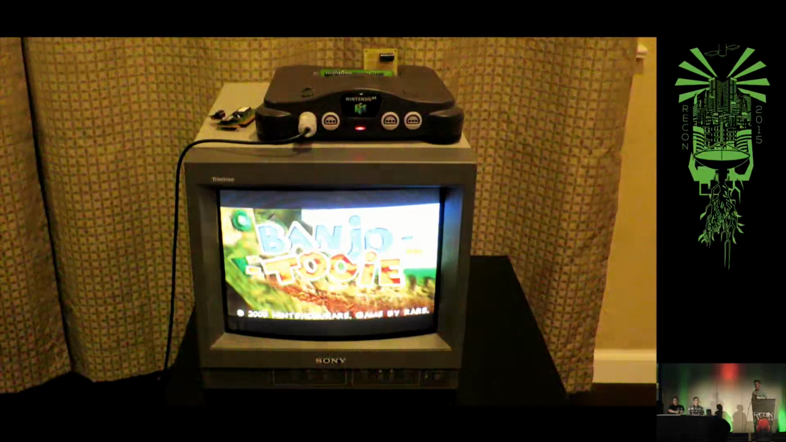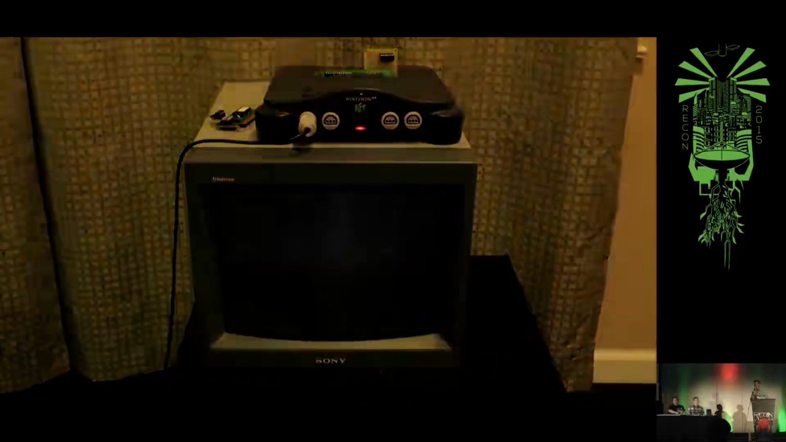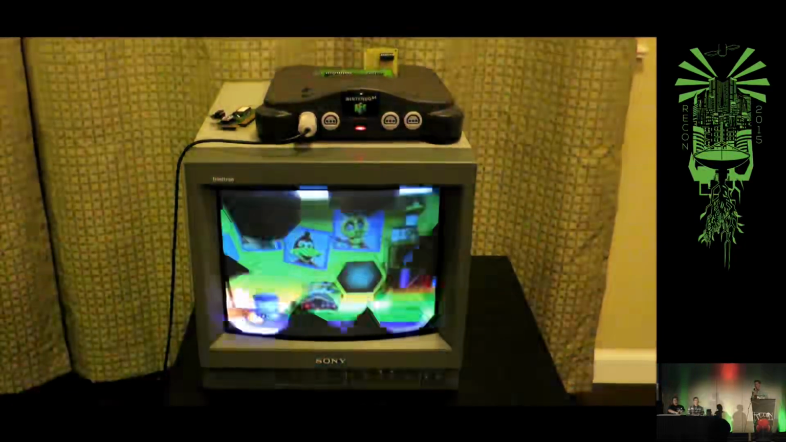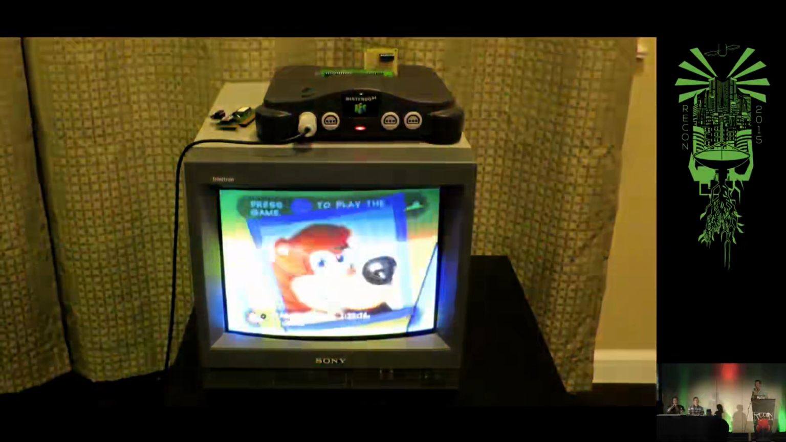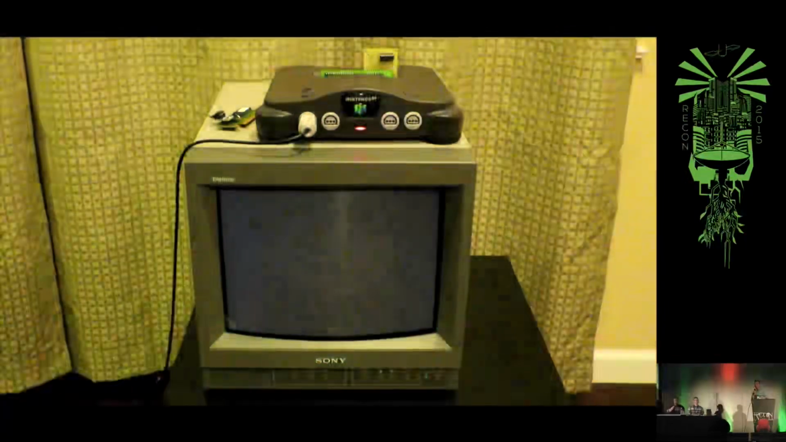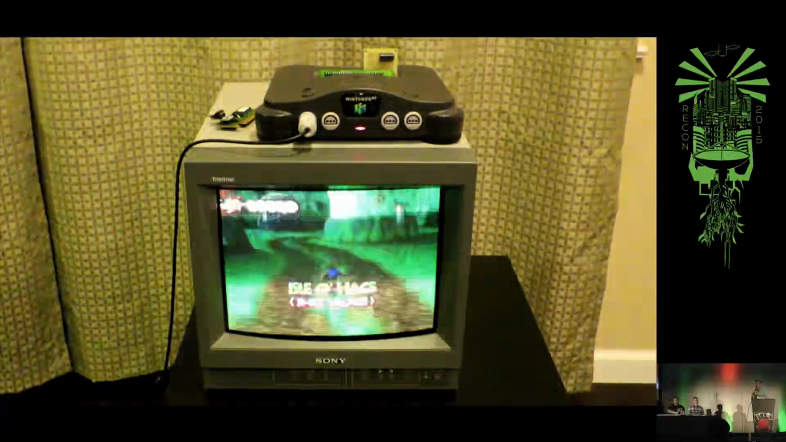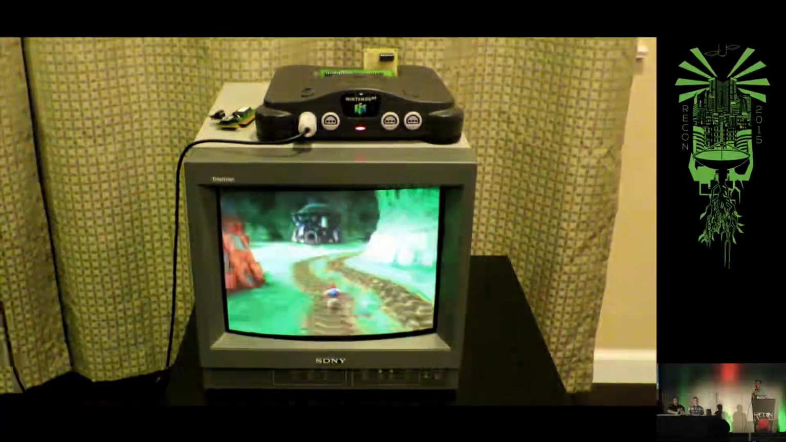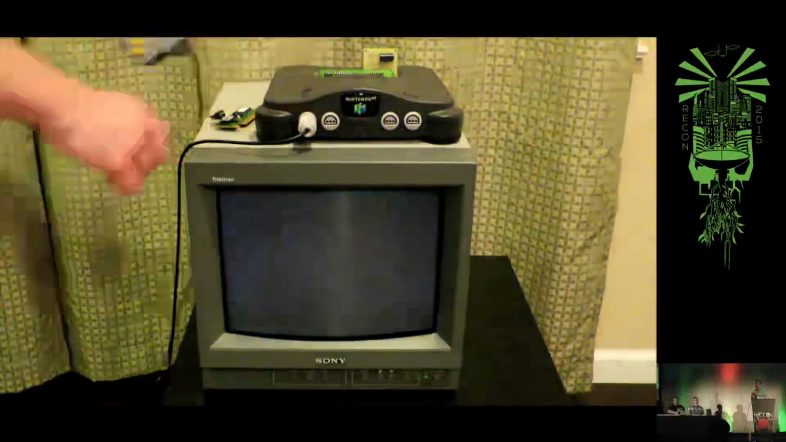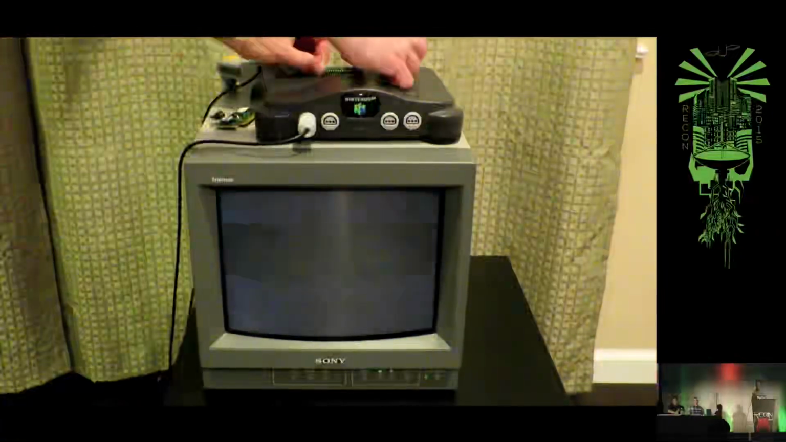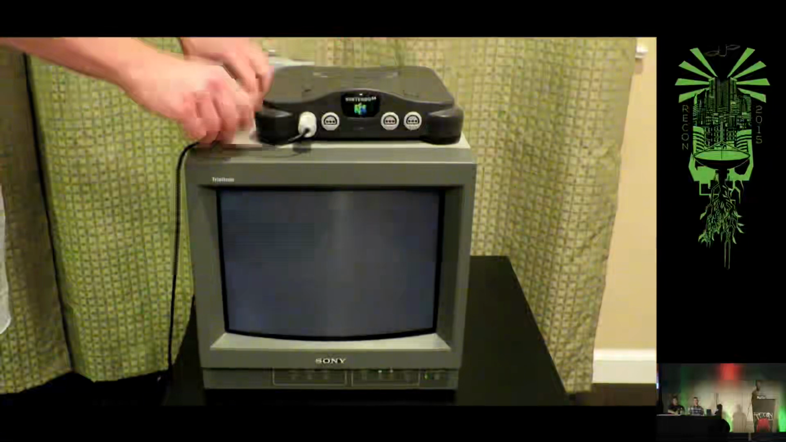So after Banjo-Tooie boots, we had a guy by the name of Arbin play through this game 100%, and he just finished playing it 100% last night, and he did not run into any problems whatsoever. So we're very confident that our SIC clone is working 100% effectively. So after that game finishes, interesting, it does have sound.